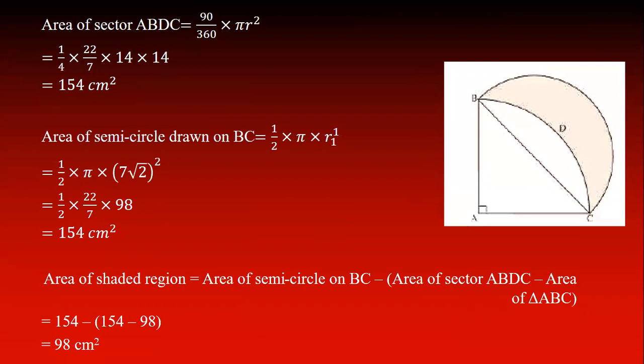Area of the shaded region is area of semicircle on BC minus area of the segment. What is the area of the segment? Area of sector ABDC minus area of triangle ABC. So when we solve it, we get 98 centimeter square.